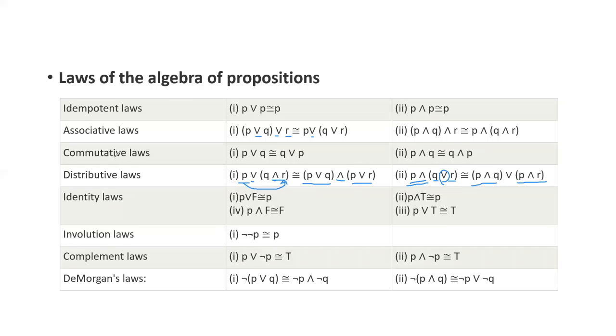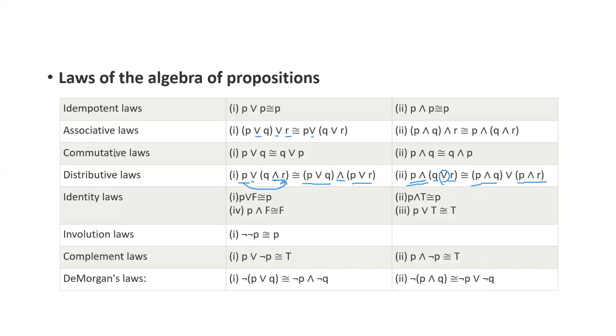Identity laws: P or F is equivalent to P, P or T is equivalent to T, P and F is equivalent to F, and P and T is equivalent to P. Complement laws: P or negation P is equivalent to T, P and negation P is equivalent to F.